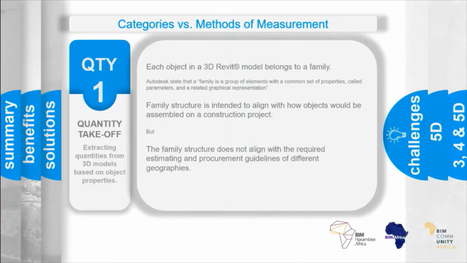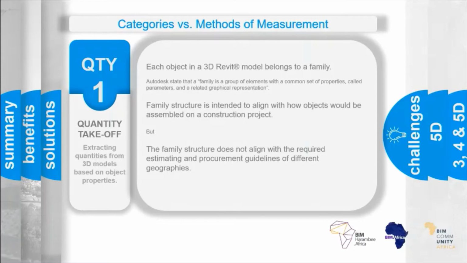In Revit, the way it's structured is that every object in a Revit model belongs to a family or a category. Autodesk state that a family is a group of elements with a common set of properties, which they call parameters, and a related graphical representation. They've tried to create a family structure to align with how objects would be assembled on a construction project. To this end, there are three different types of families, namely system families, loadable families, and in-place families.